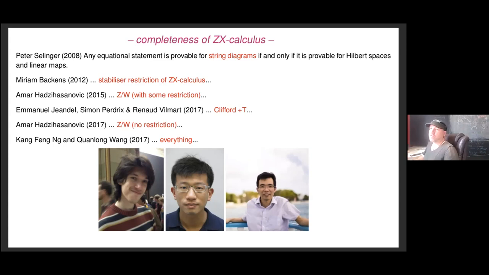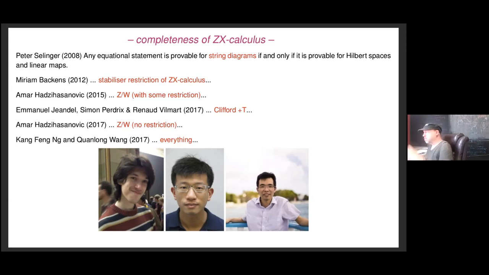Then there was a whole bunch of results, much driven by Amar, some by a team in Nancy with Simon Perdrix, Renaud Vilmart and Emmanuel Jeandel. But the full-blown completeness, the first result, because even that continued with simplifying, was shown by two former students, Kang Feng Ng and Quanlong Wang, mainly based on work by Amar Hadzihasanovic, also a former student of mine. At that point, it was proven that equational reasoning in Hilbert space can be completely substituted by diagrammatic reasoning.